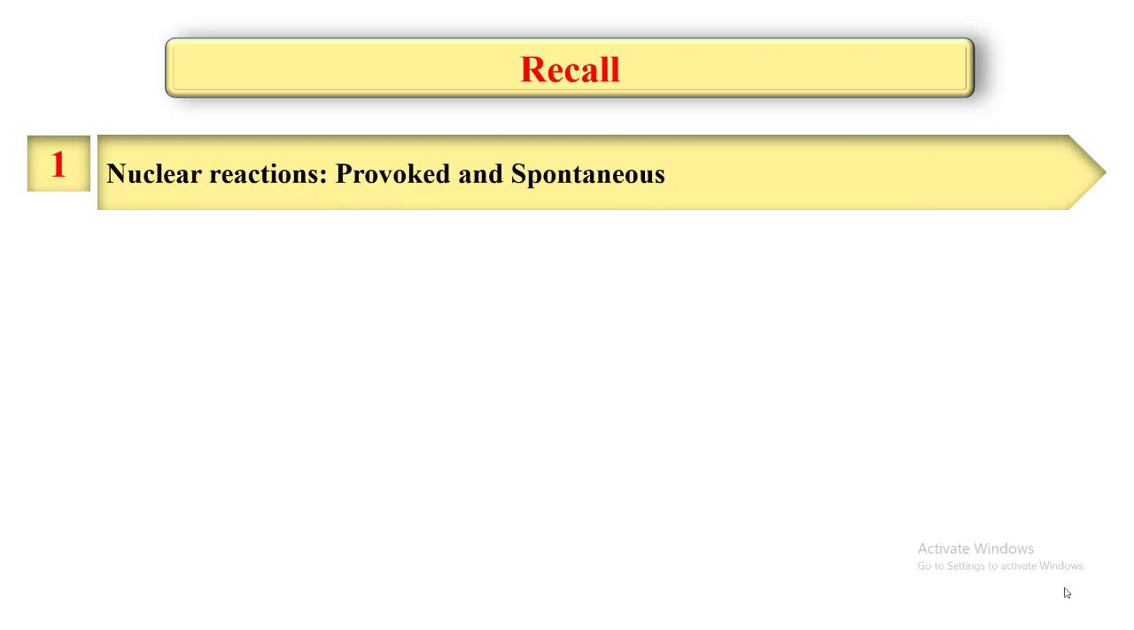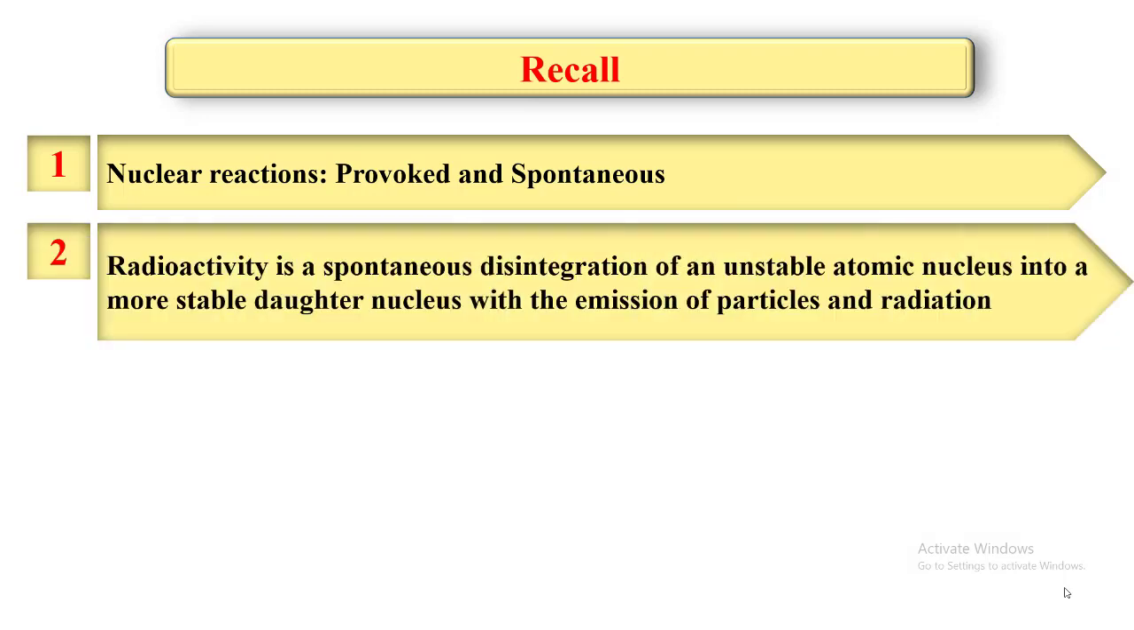In the previous part, we discussed the types of nuclear reaction. We have seen that there are two types: provoked, like fission and fusion, and spontaneous, like radioactivity. The provoked nuclear reaction takes place due to external intervention, while radioactive reaction takes place spontaneously and without any external intervention. In radioactive reaction, the parent nucleus decays into a more stable nucleus with the emission of a particle and radiation.